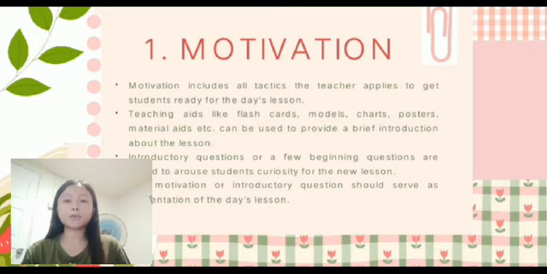So why motivation is important in teaching? Simply because motivation is important because it catches the students' attention and makes them curious about the lesson, di ba? Kapag interested ang students, mas madali silang matuto. So, in short, motivation helps students become active and engaged before the discussion starts. Did you get it? Okay.